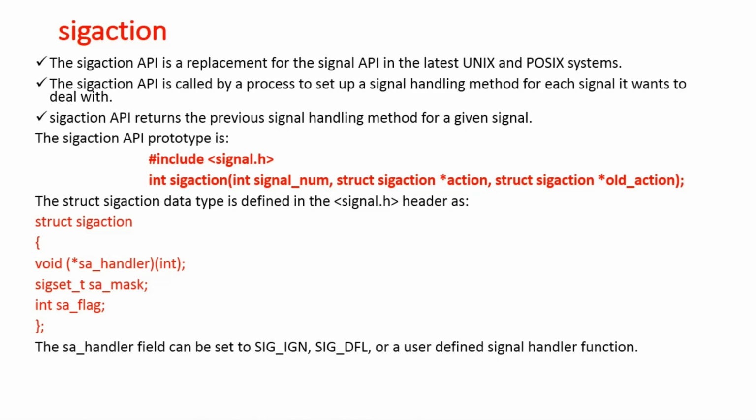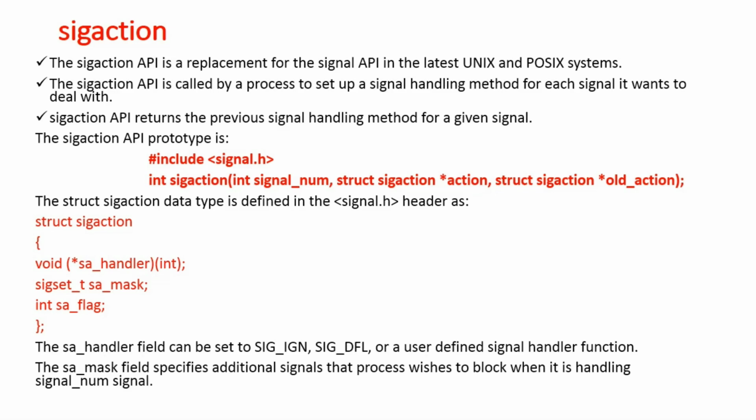The sa_handler field can be set to SIG_IGN, SIG_DFL, or a user defined signal handler function. So for the first field in the structure you have to assign one of these three: signal ignore, the default signal action, or a user defined signal handler function. The sa_mask field is used to specify additional signals that the process wishes to block when it is handling a signal number.